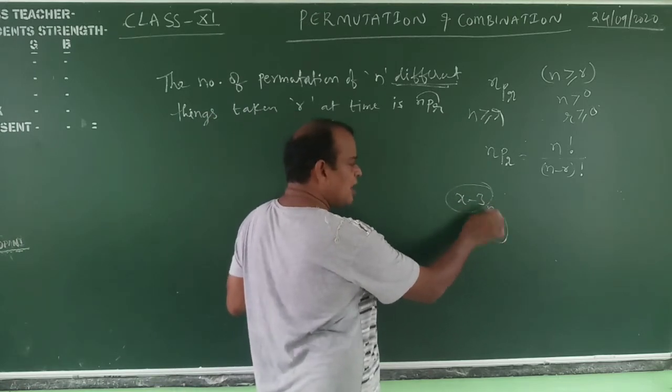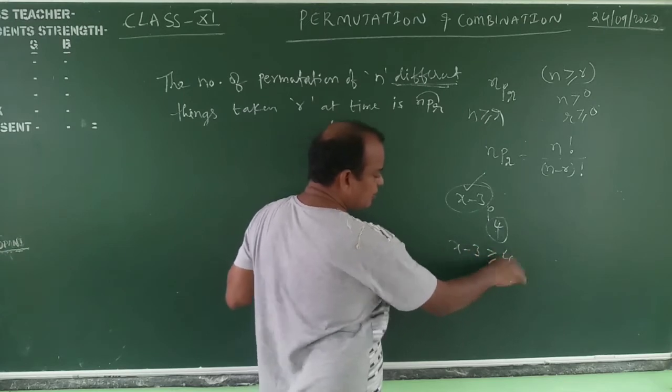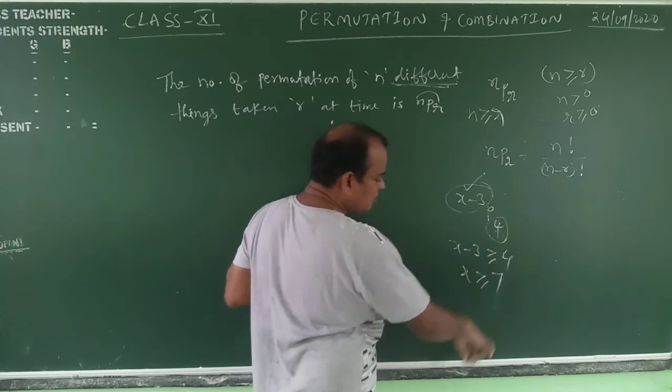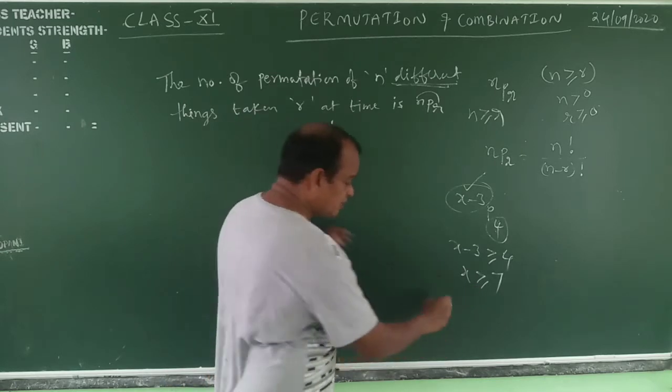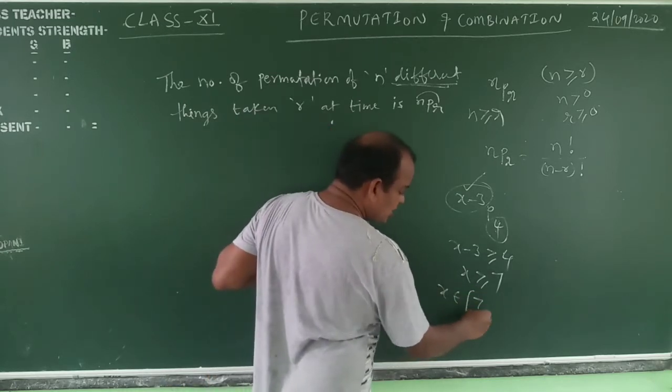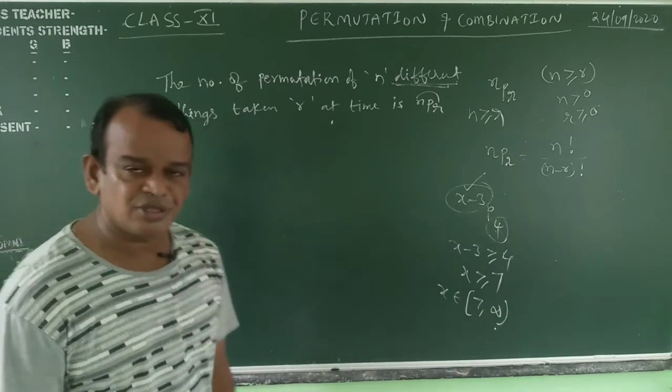These two are equal, or this one is more than this one. Means x minus 3 is greater than or equal to 4. Means x is greater than or equal to 7. Seven and more means x belongs to the closed interval 7 to infinity. This is the answer for that question. I hope that you understood or not.